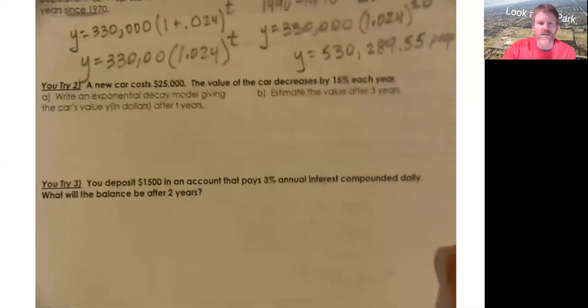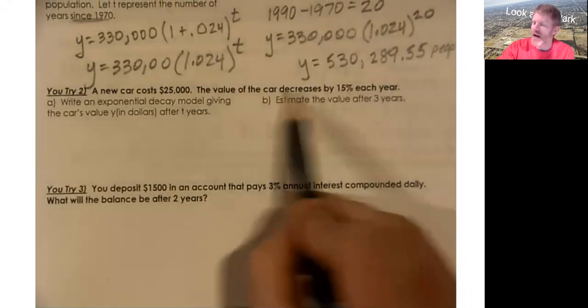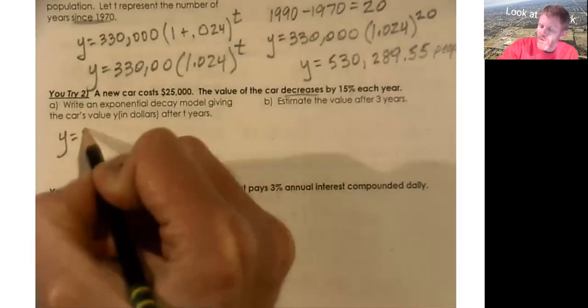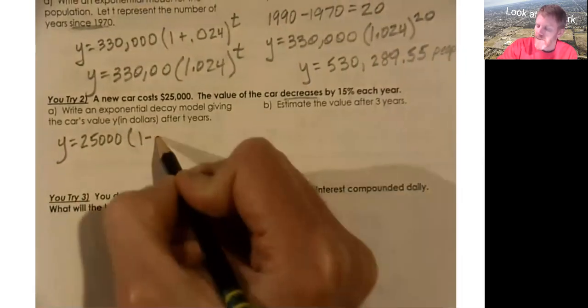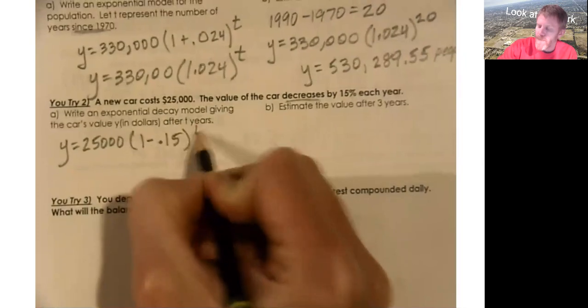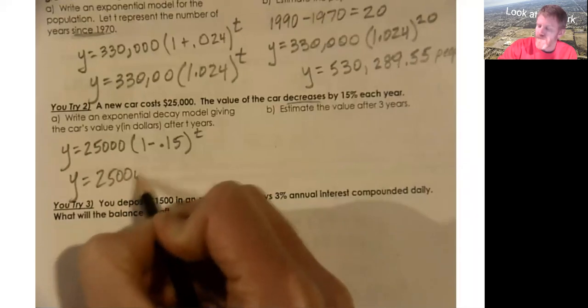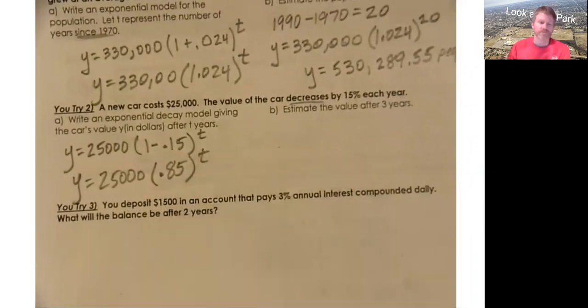Next, we have a new car. And the new car apparently is decreasing. That tells you how to write your equation. This is a decreasing model. So we have a $25,000 car, 1 minus 0.15. And there's your 25,000. And it's going to be worth 85% each year compared to the previous year.